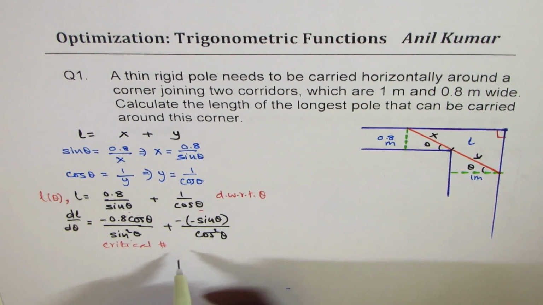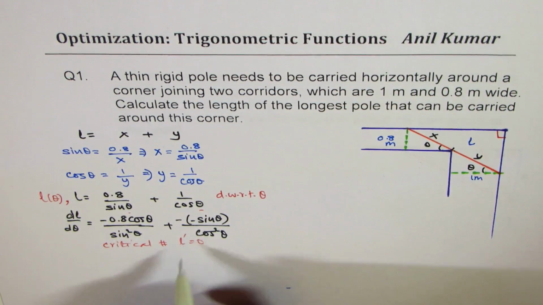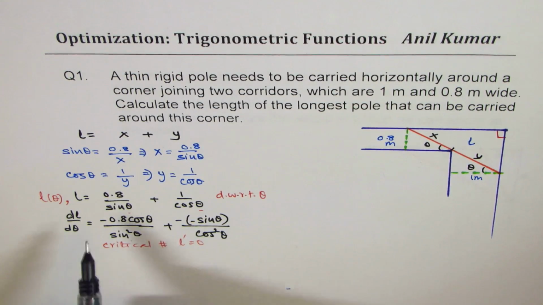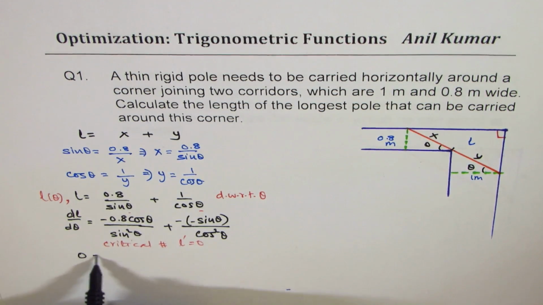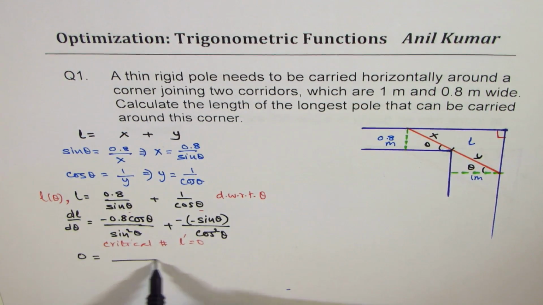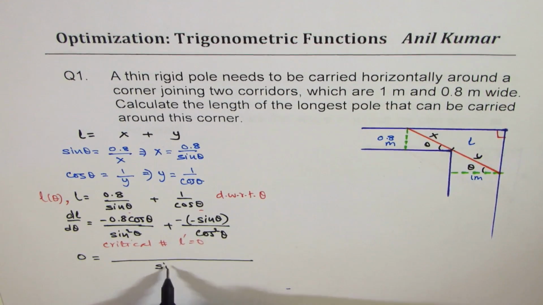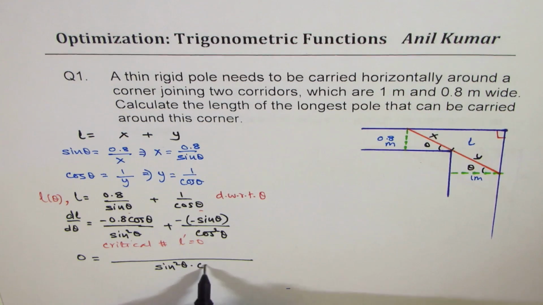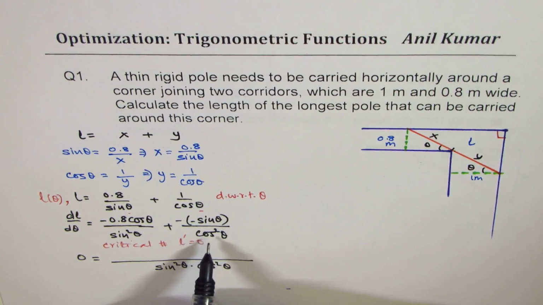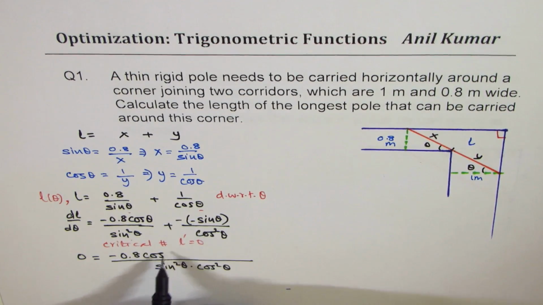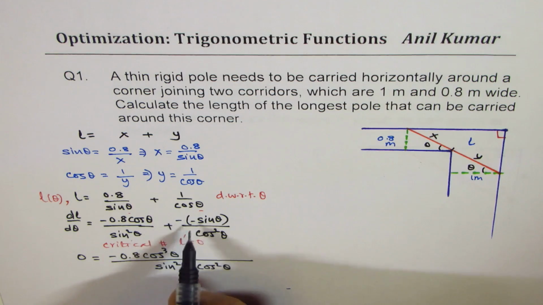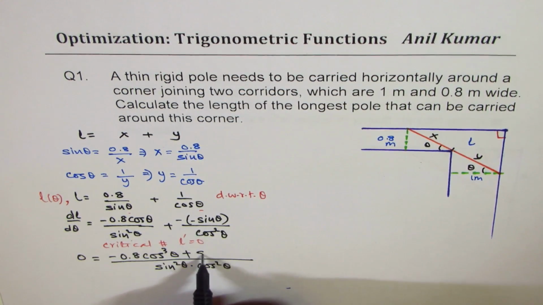For the critical number, L dash should be equal to 0. The derivative should be 0. That is to say, now the whole thing should be equal to 0. So we'll quote this as equal to 0. Let's take the common denominator, which is sine square theta times cos square theta. When you cross multiply, we get minus 0.8 cos cube theta. That minus minus becomes plus sine cube theta.